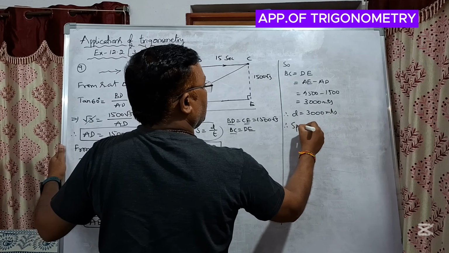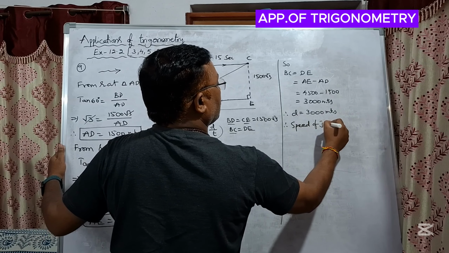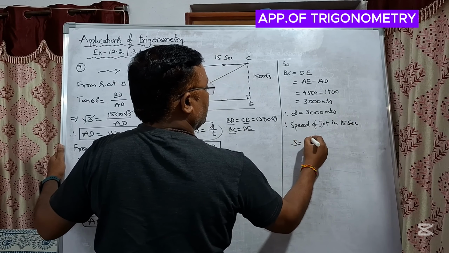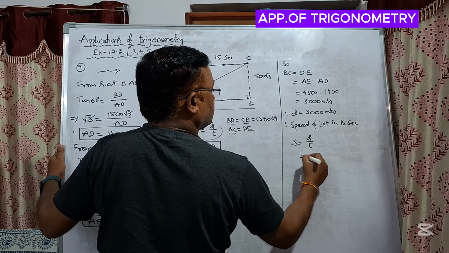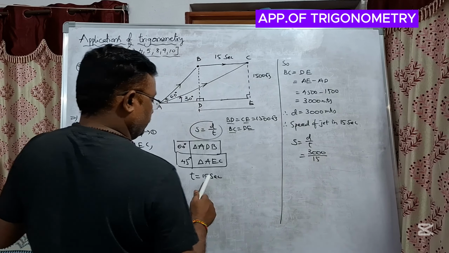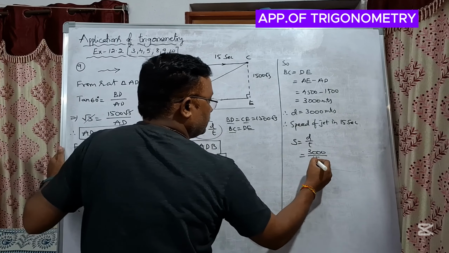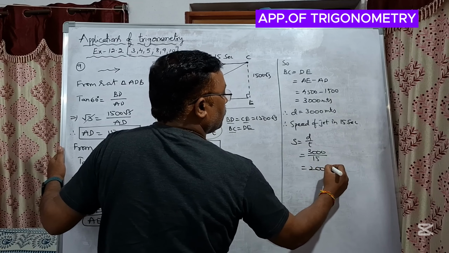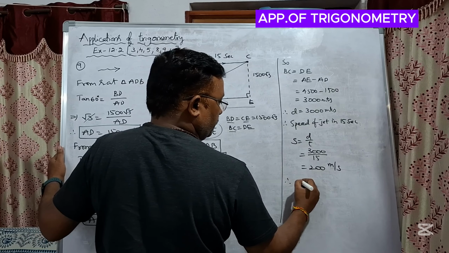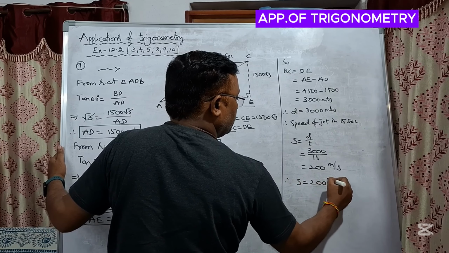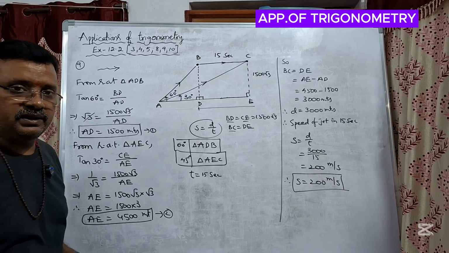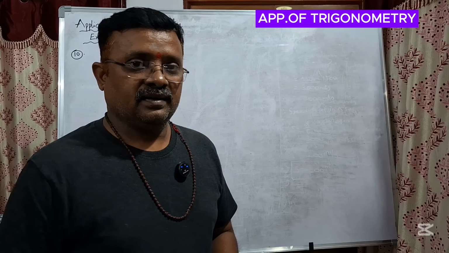Therefore, speed of the jet in 15 seconds time, S equal to distance by T, which is equal to 3000 by time 15 seconds, the given time. Cancellation gives you 200 meters per second because it is the speed. Okay, Nana? Therefore, S equal to 200 meters per second is the final answer. Have you understood that? Right, Nana?